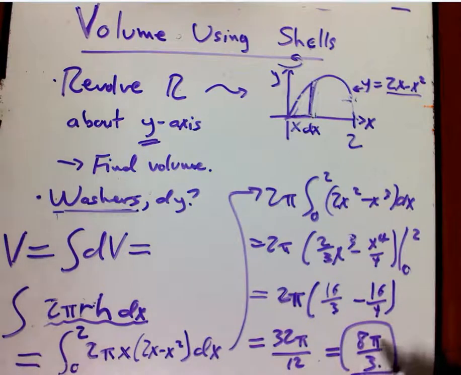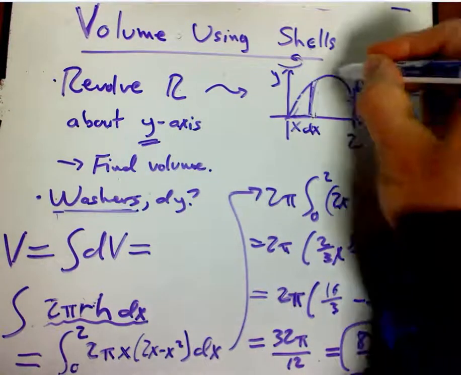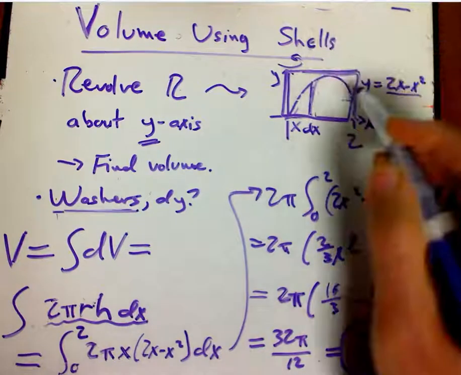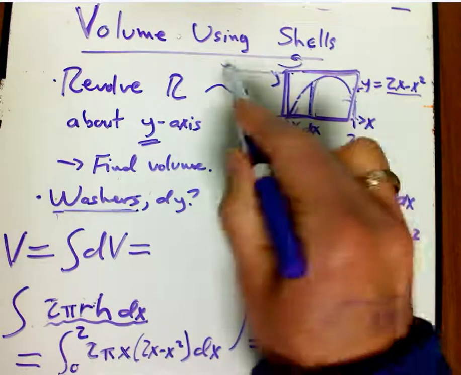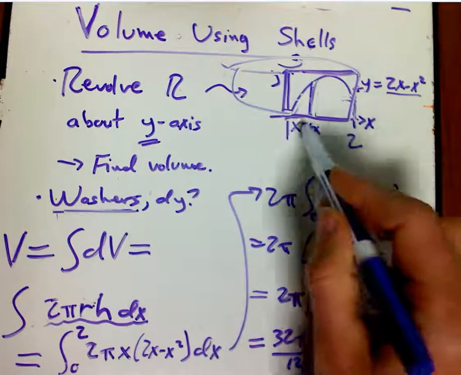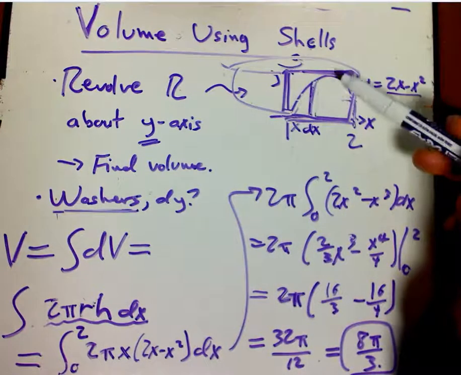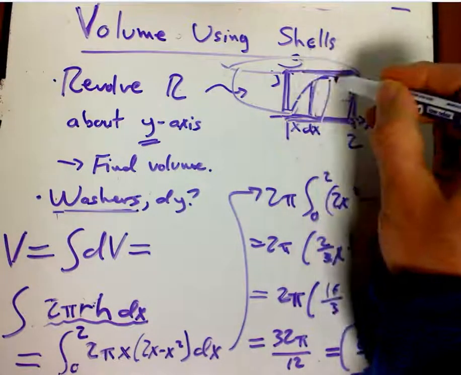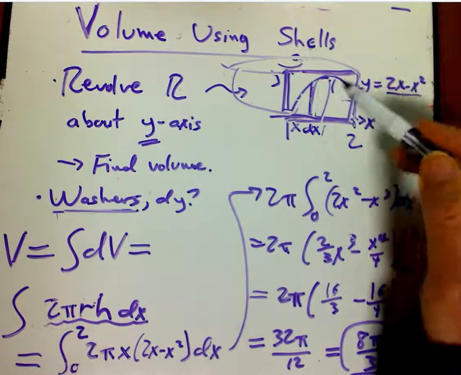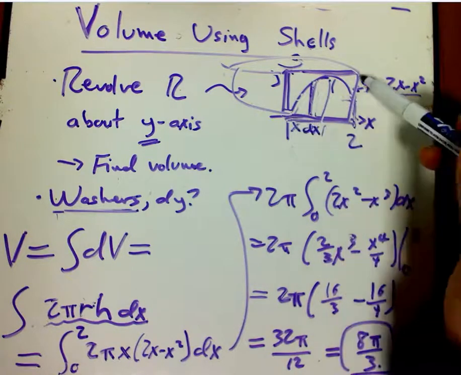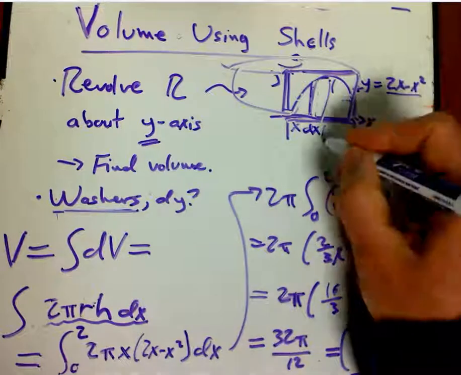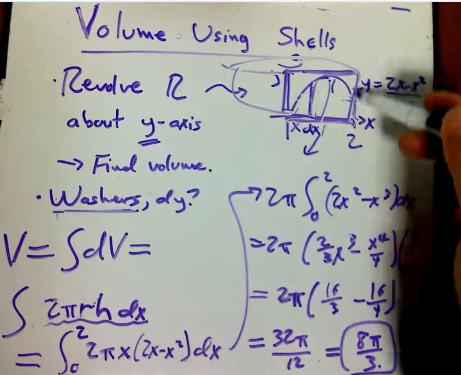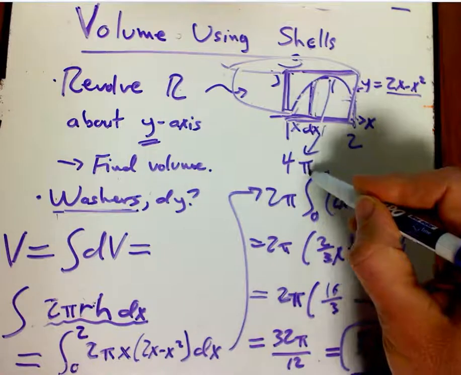And one thing you want to do is do a reality check. Compare it to some simple thing that you know what the volume is. If I took the entire box here and revolved it around, it would be a big old cylinder with radius 2. The height of this guy is 1. It's easy to calculate that right in the middle. 2 minus 1 is 1. So that would be radius 2 and height 1. So the whole thing would be pi r squared h, which is 4 pi.